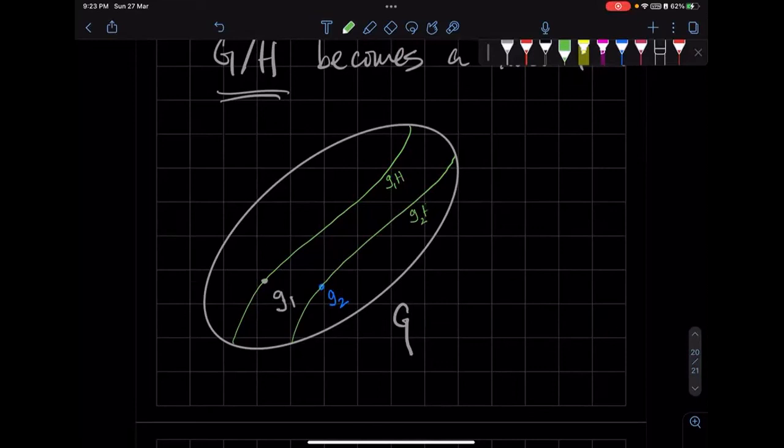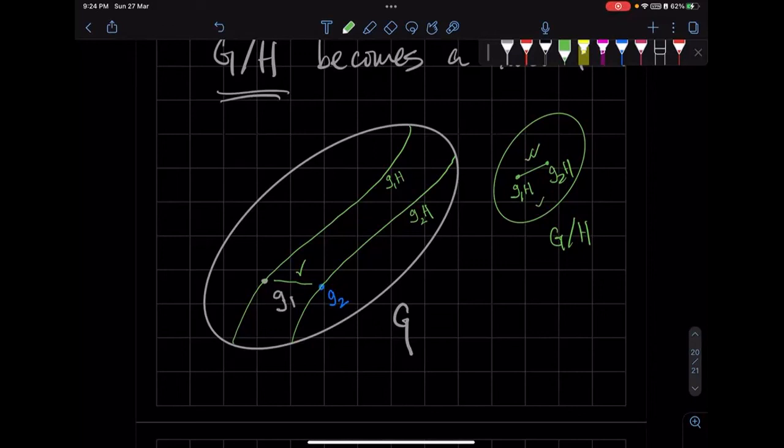Okay, so now if G1 and G2 are close by, so there's a notion of distance between G1 and G2, right? Now, what I'm saying is let me just extend this notion for all the points on this orbit. So we have now another space, which I'm going to call G over H. And in this space, the distance between G1H and G2H is the same as this distance. So if they were very close, then they would be very close here. If they were very far apart, they would be very far apart here.